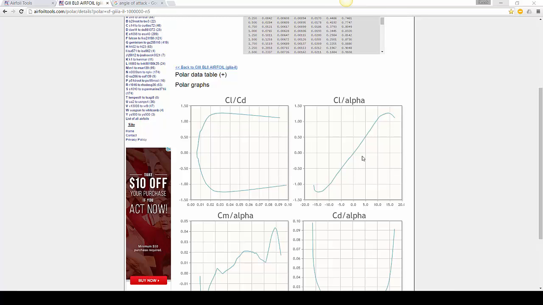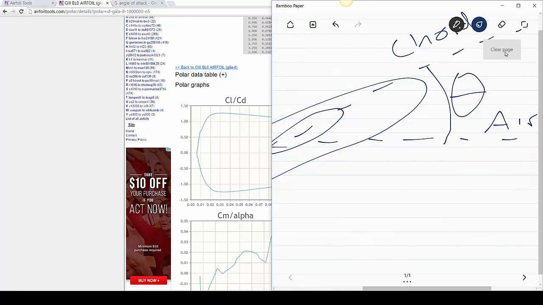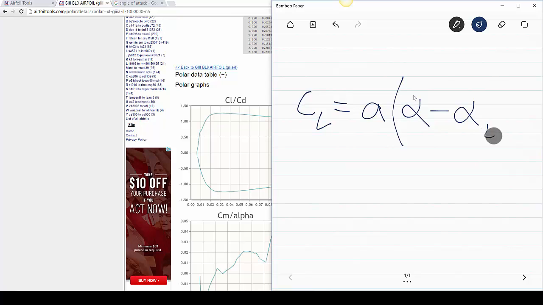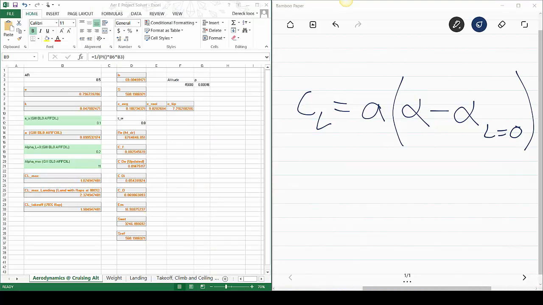Once we have those two values, we can now plug them into another equation to find our actual coefficient of lift. This is going to be written as coefficient of lift, CL, equals A times alpha minus alpha L equals 0. So if you look here, coefficient of lift equals A times alpha minus alpha L equals 0. And this will give us our new coefficient of lift. So if you take a look here, our new coefficient of lift is noted as B15, which is our A, times B21 minus B18, which is alpha max minus alpha L equals 0.